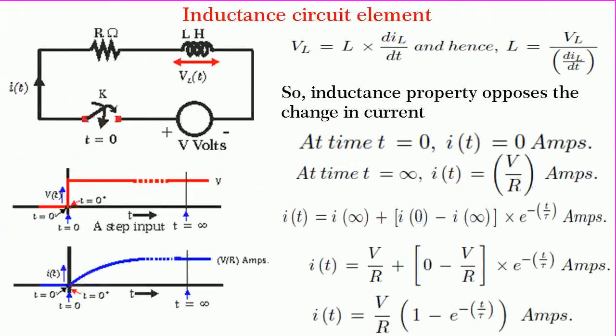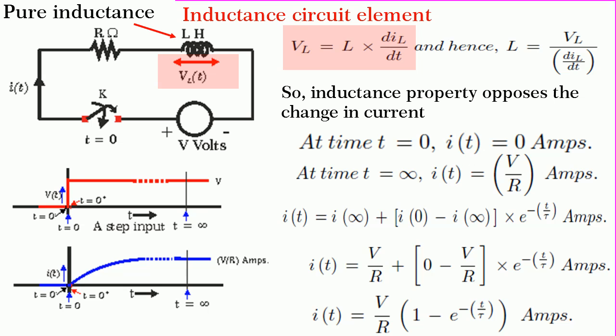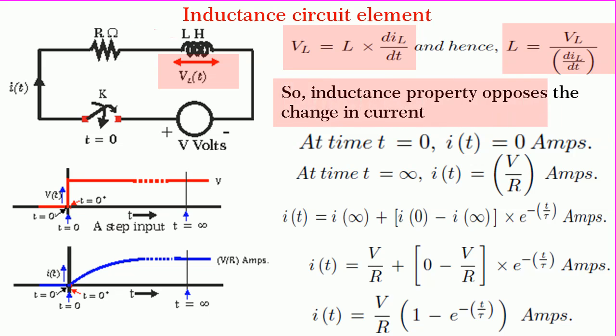Next, consider an inductance circuit element. We know that every inductance will have some amount of resistance, however small it may be. So, inductance can be considered to be a series combination of a resistance and a pure inductance as shown in the figure. We know that VL is equal to L into di by dt, or L is equal to VL divided by di by dt, which means the inductance will oppose the change in current.